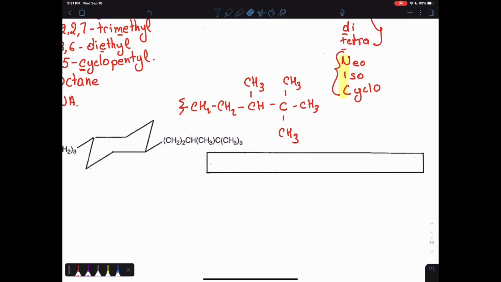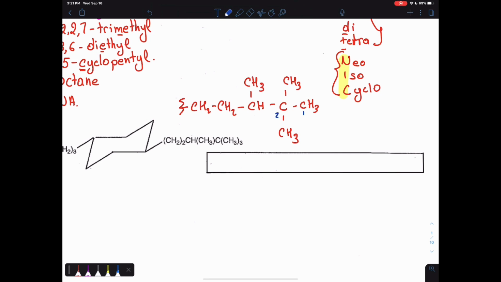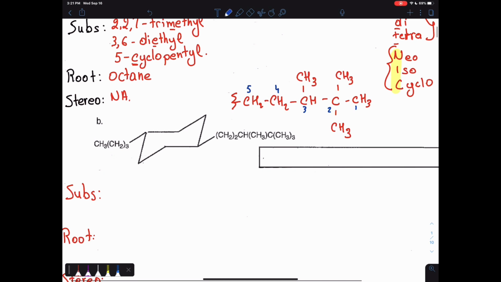Now we gotta decide which one is the longest chain. So if we take this linear chain as our longest, then it's gonna be 1, 2, 3, 4, and 5. But we also have a cyclohexane, 1, 2, 3, 4, 5, and 6. And here it's a CH2 3 times, so 4 carbons here. So it's just 4 carbons. So the longest one is the 6-cyclohexane.